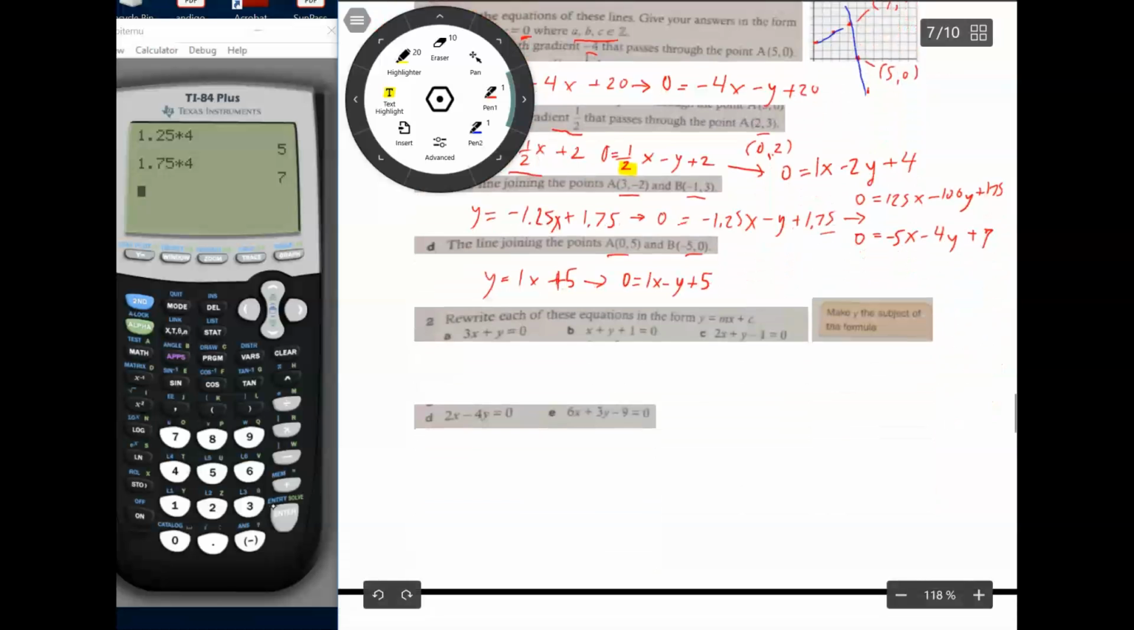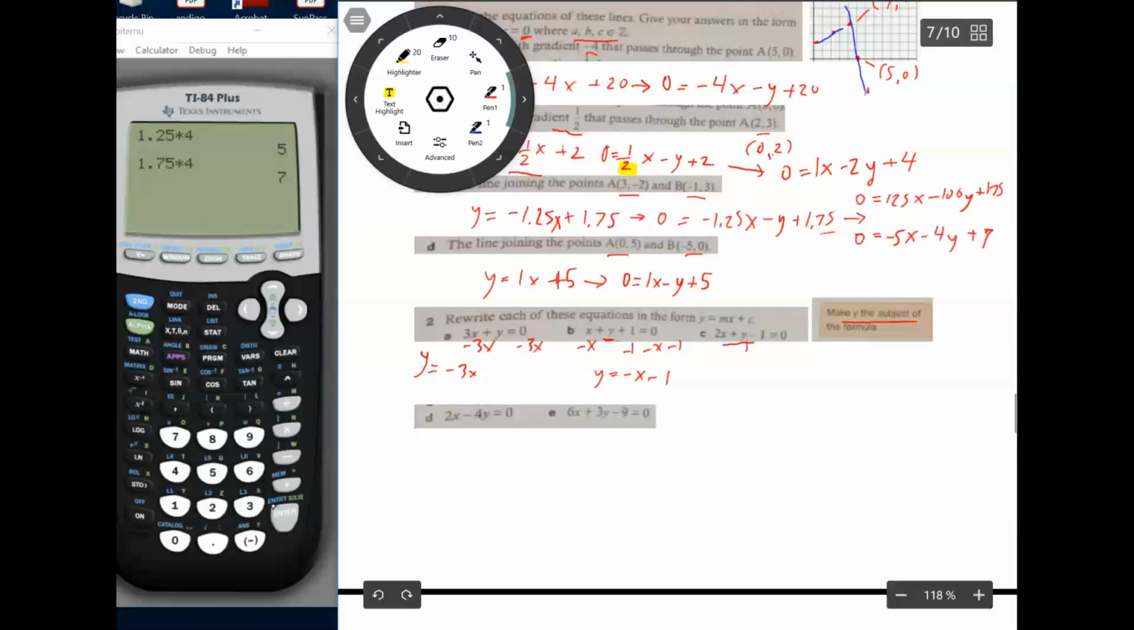Rewrite each of these equations in the form y equals mx plus c. Make y the subject of the formula. So we want a y by itself on the left and everything else on the right. It's very useful for us because that's the way the calculator wants stuff too, right? Subtract 3x from both sides, you get y equals negative 3x, and you're done. On this one here, y is here. Let's subtract x from both sides, subtract 1 from both sides, and we end up with y equals negative x minus 1.